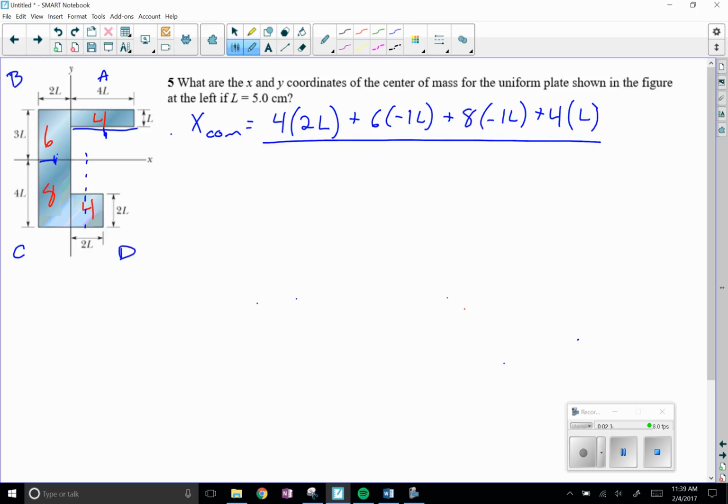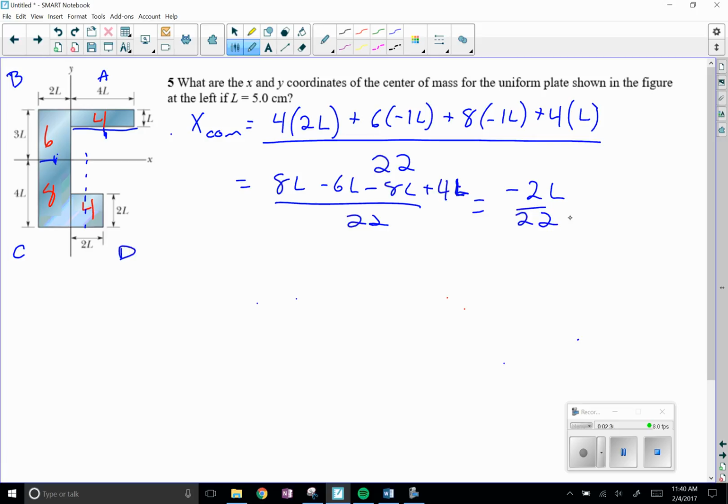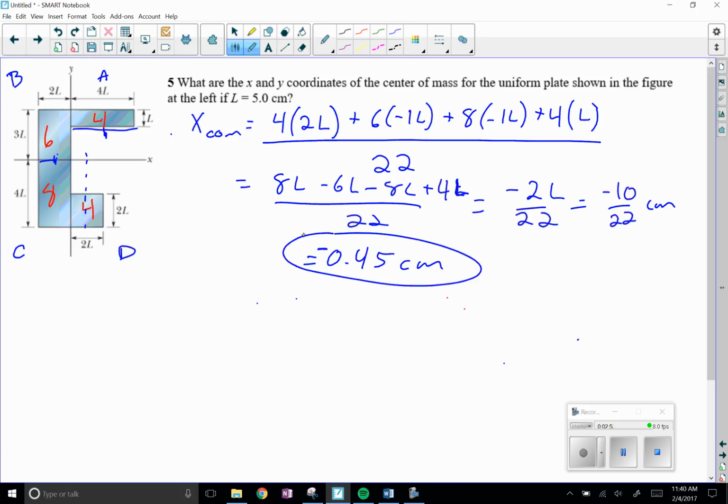Then I'm going to take this whole thing and divide it by my total mass, which is 4 plus 6 plus 8 plus 4, so 22 mass units. So what are we going to get? We're going to have 8L minus 6L minus 8L plus 4L, all over 22. That looks like -2L over 22. L is 5, so we're looking at -10 over 22 centimeters. 10 divided by 22 gives us -0.45 centimeters. So there's our x center of mass.